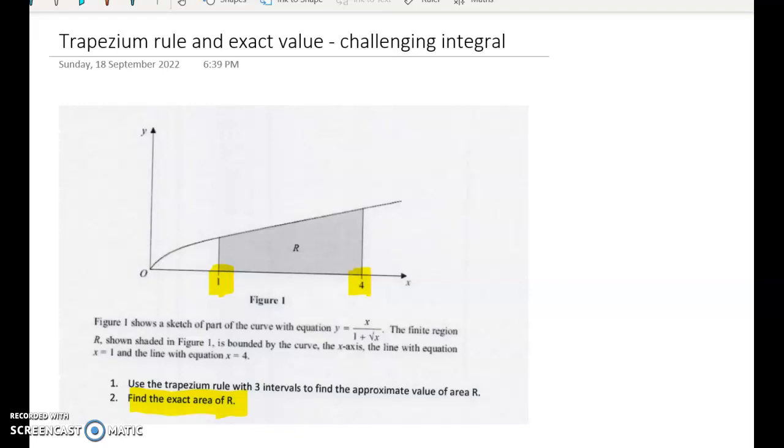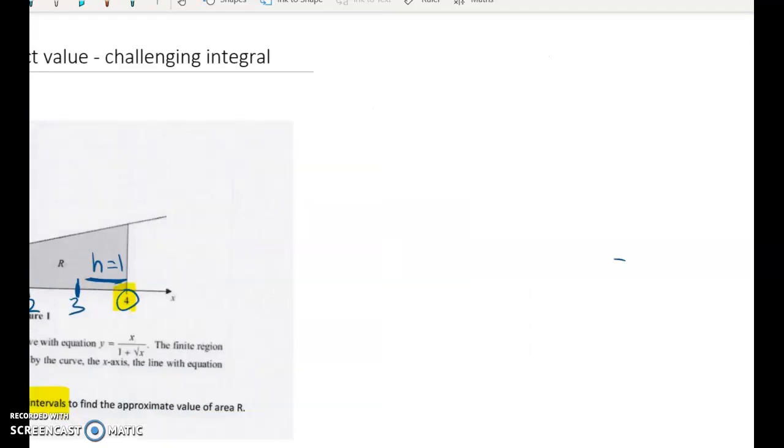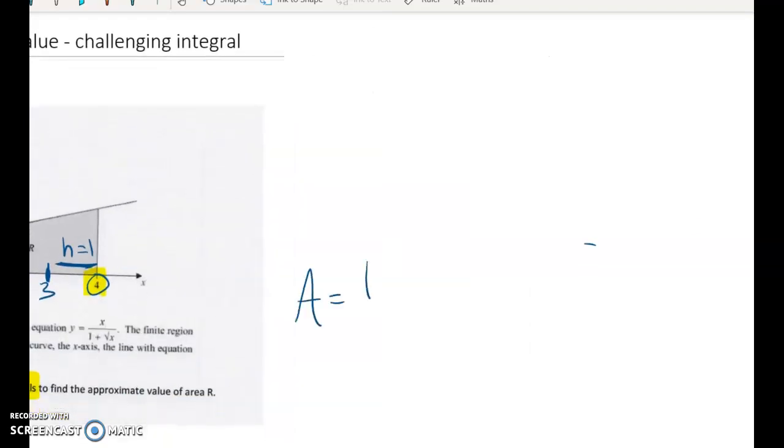So in the first part, we're told that we need to use the trapezium rule with 3 intervals to find the approximate area that's shown. So we've got 1 here and 4 here. It's pretty easy. We're going to put in 2 extra values at 2 and 3, and that means that my width, h, is going to be 1. The formula for the trapezium rule is this. It's going to be the width of the interval halved, and then I put in my 2 endpoints once, and I put the other bits in the middle in twice.